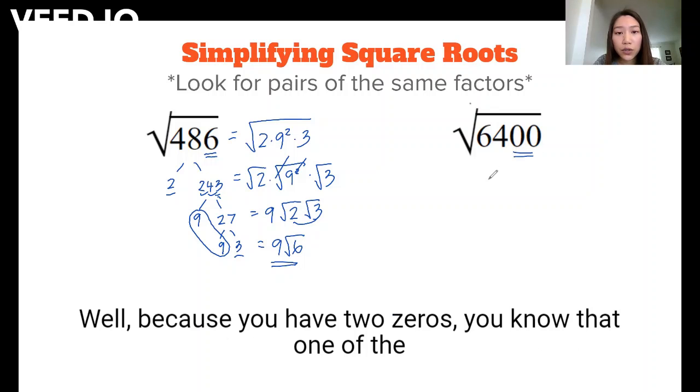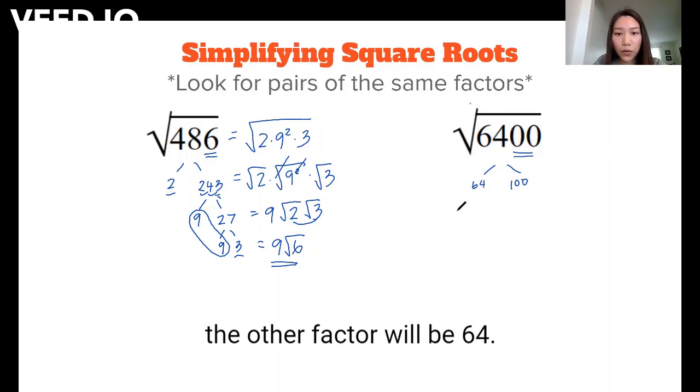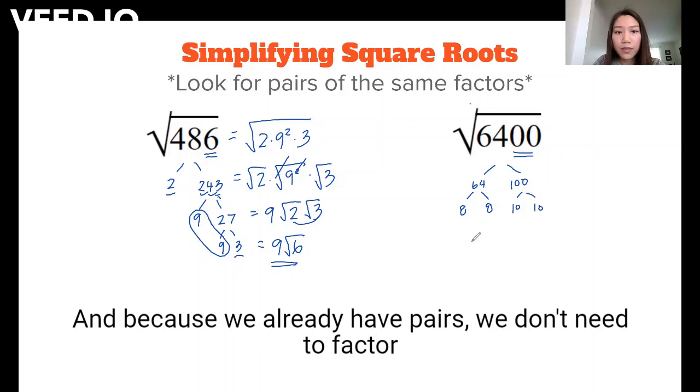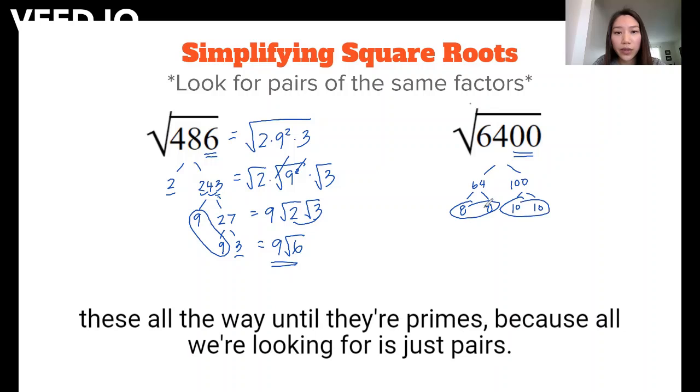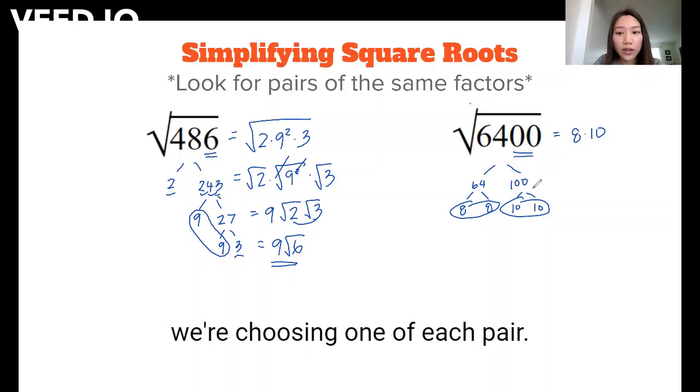Well, because you have 2 zeros, you know that one of the factors is going to be 100 because 100 has 2 zeros. And the other factor will be 64. And you can factor 64 into 8 times 8 and 100 into 10 times 10. And because we already have pairs, we don't need to factor these all the way until they're primes because all we're looking for is just pairs. So we can really rewrite 6,400 as 8 times 10 because we're choosing one of each pair.